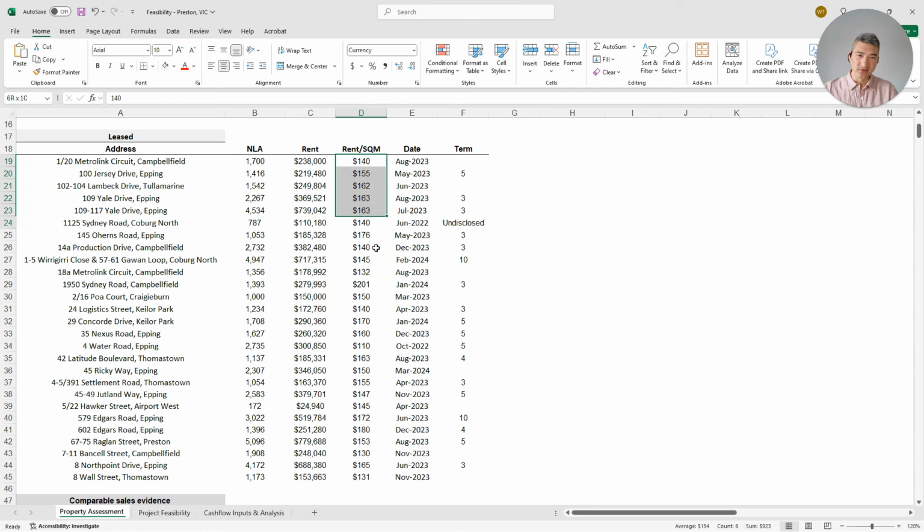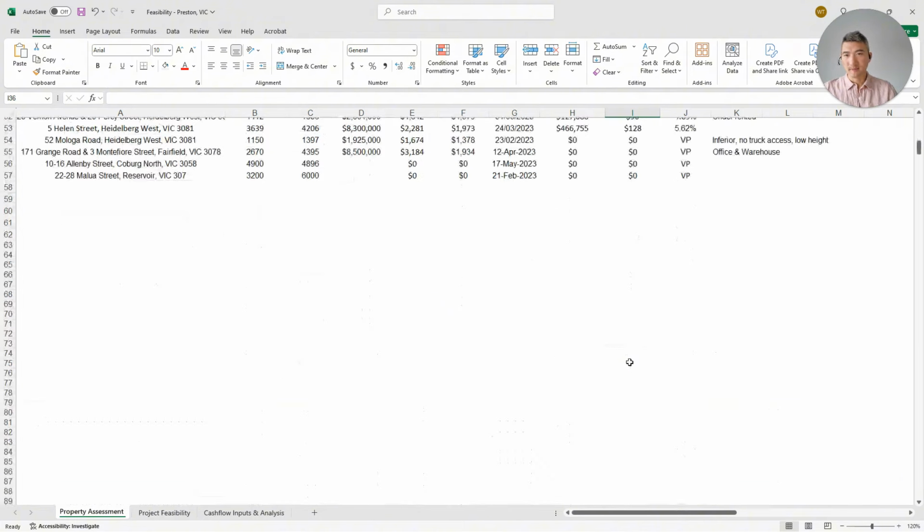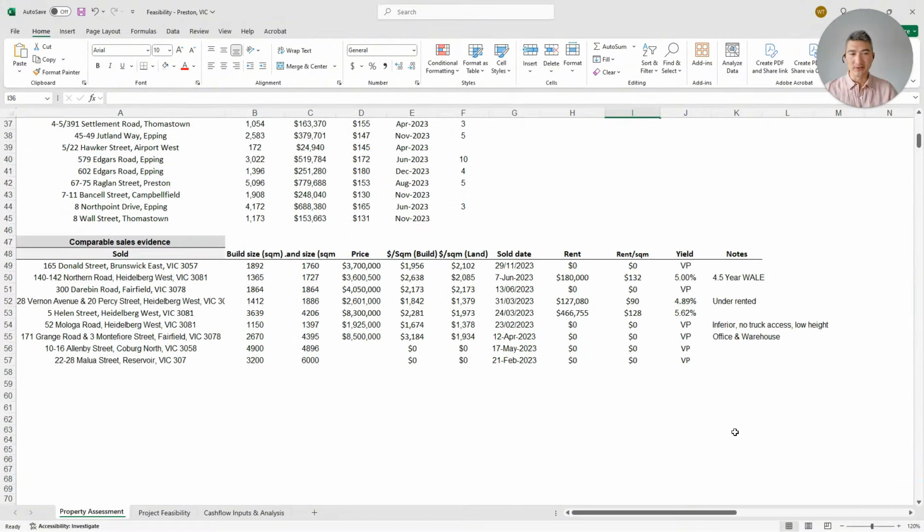So as you can see from all this leasing evidence, most of the property of a similar location, size, and build and grade are all leasing over $140 per square meter. And looking at some of the sales evidence, now there wasn't a lot of sales because it's a very tightly held market, but there was enough sales for us to formulate a view.